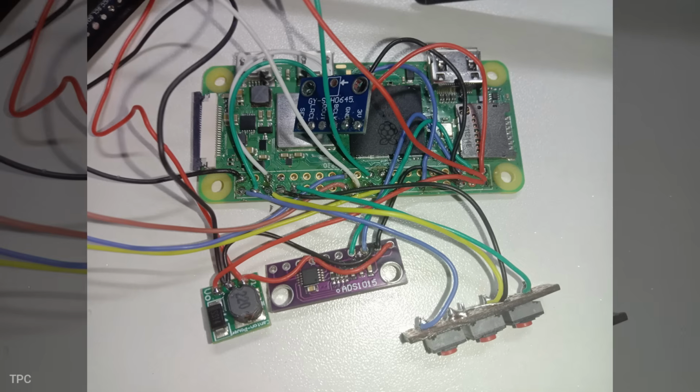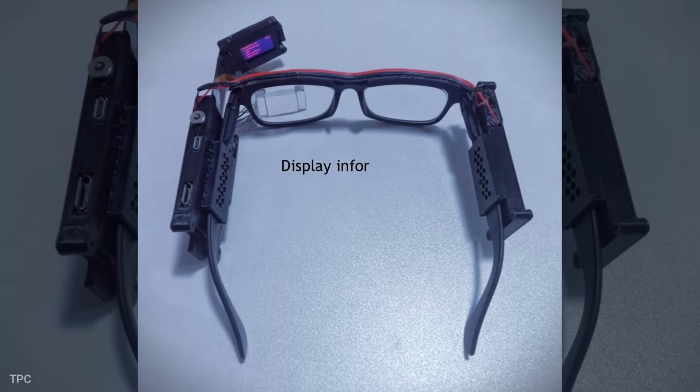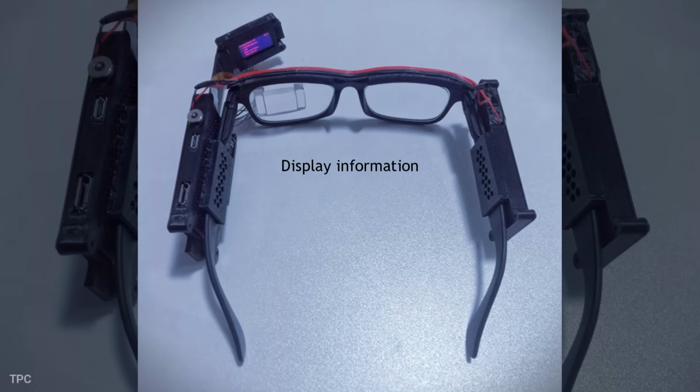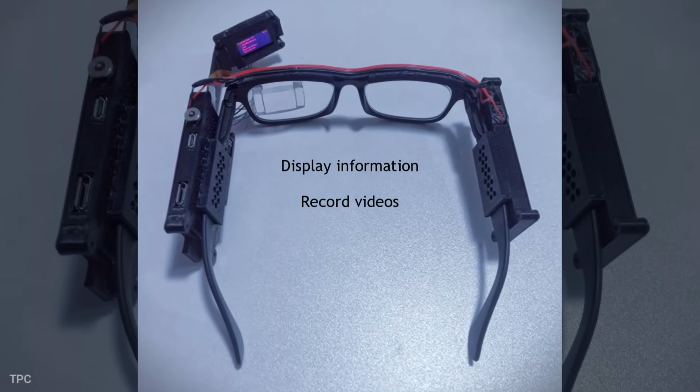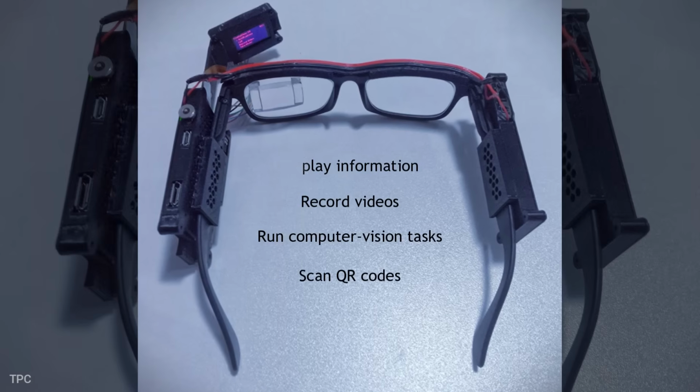Because it runs on a Raspberry Pi, the possibilities are wide open. You can display hands-free information like notifications, timers, or system stats. You can record first-person video using the camera, run basic computer vision tasks, or scan QR codes.